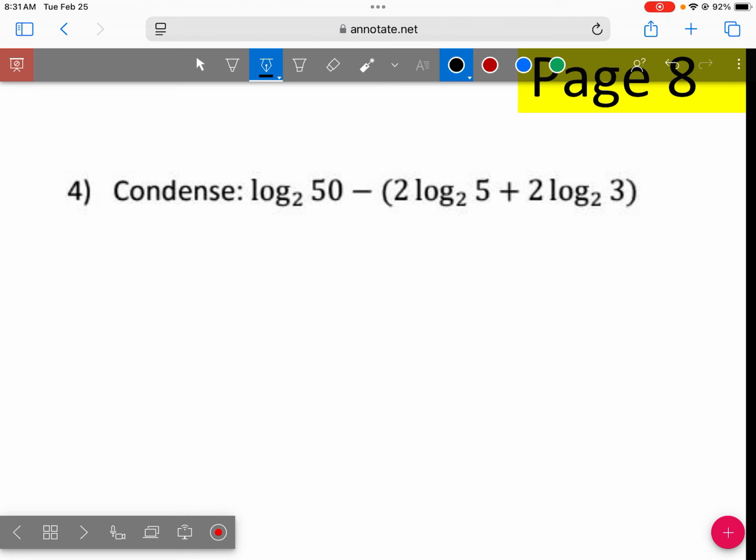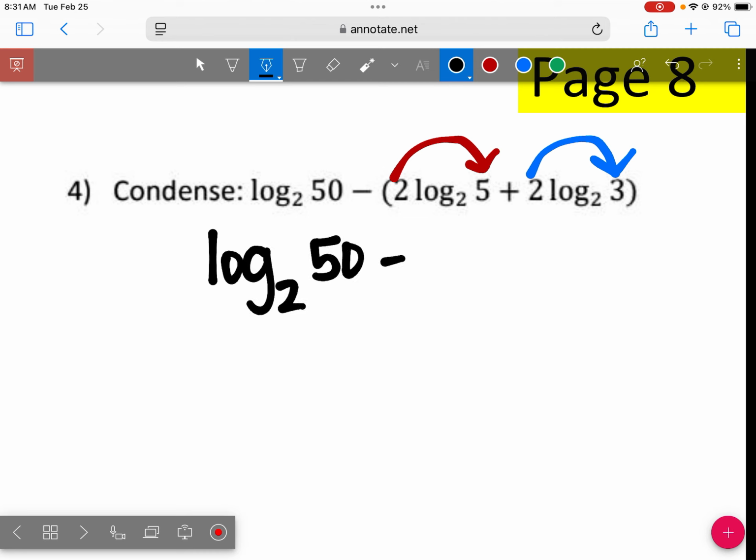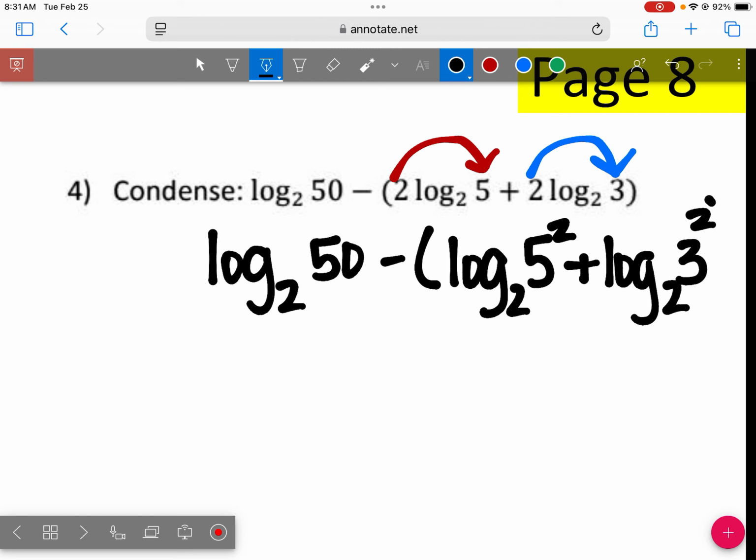All right, we have 7 right answers. That's not bad. All right, let's go through it again. So when there's a number in front of the log, we're going to start by moving that 2. So this 2 gets moved here, and this 2 gets moved here. So then that's going to give you log base 2 of 50 minus log base 2 of 5 squared plus log base 2 of 3 squared. So that's your first step. The very first step is move your exponents. Any questions about that first step?